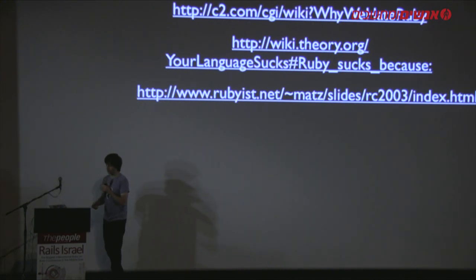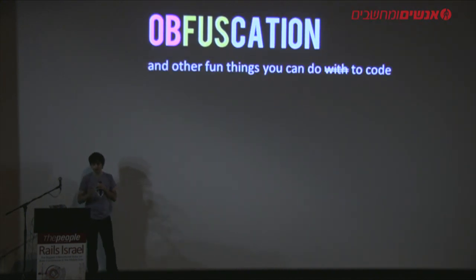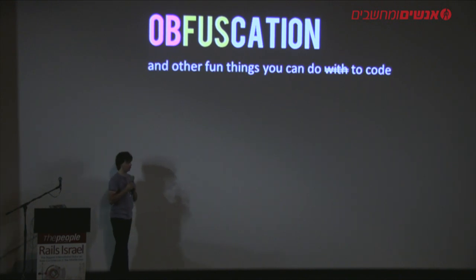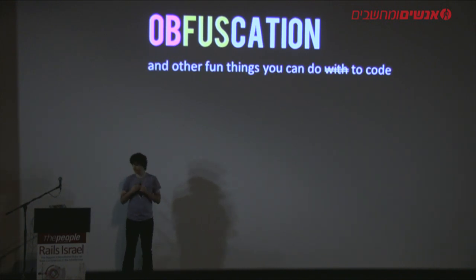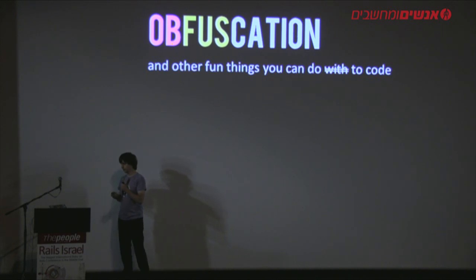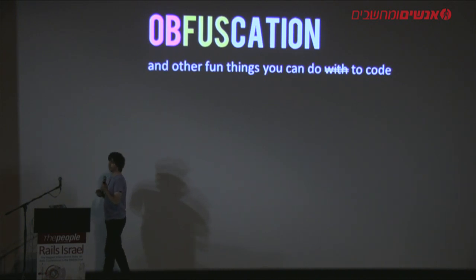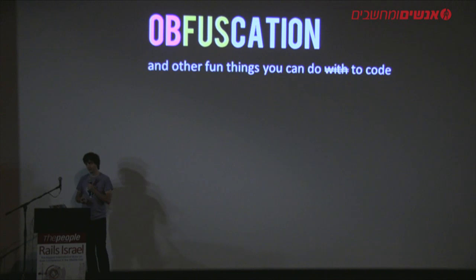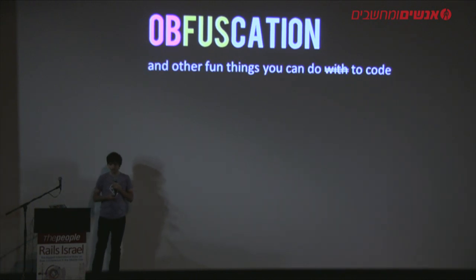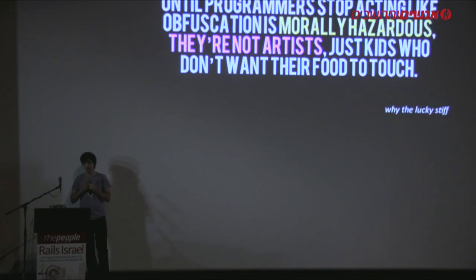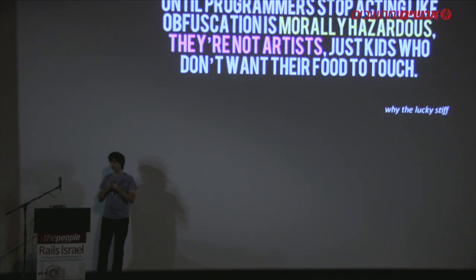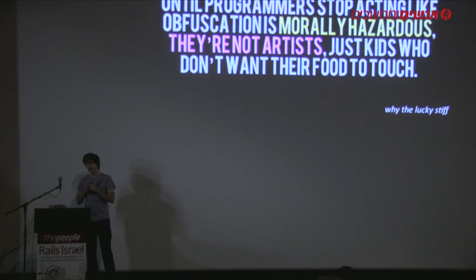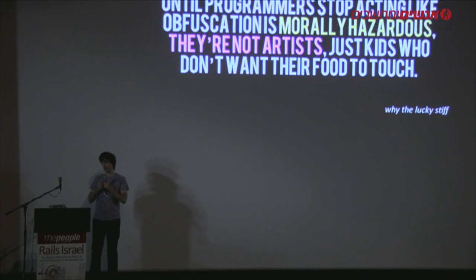This talk is also about obfuscation and other fun things you can do to your code. There's a quote I like to start this talk with. It's from Why the Lucky Stiff: until programmers stop acting like obfuscation is morally hazardous, they're not artists, just kids who don't want their food to touch.